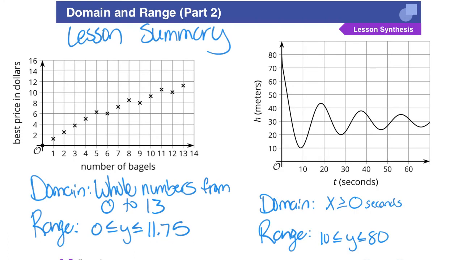When you're describing domain and range, you can use descriptions like we did here, like the whole numbers from 0 to 13, or you can use that more mathy notation saying that your values are going to be between one number and another number, or just like something like this where we're saying that that's positive. So feel free to do words or that mathy notation.